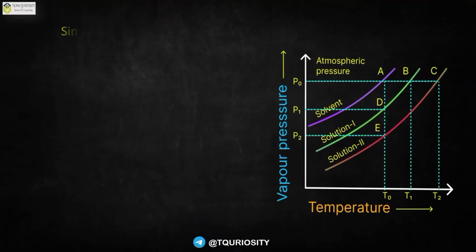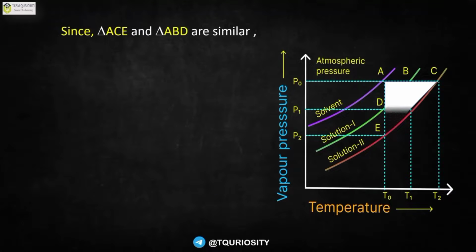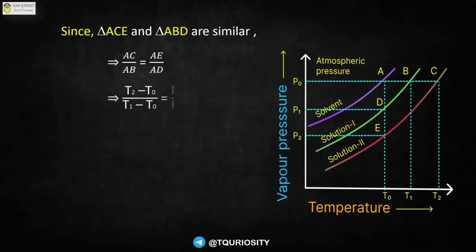Since triangle ACE and triangle ABD are similar, by the similarity theorem we can write AC by AB is equal to AE by AD. This implies that (T2 minus T0) by (T1 minus T0) is equal to (P0 minus P2) by (P0 minus P1). Here, we can denote the change in temperature and pressure as delta T and delta P respectively. So, this implies that delta T2 by delta T1 is equal to delta P2 by delta P1.